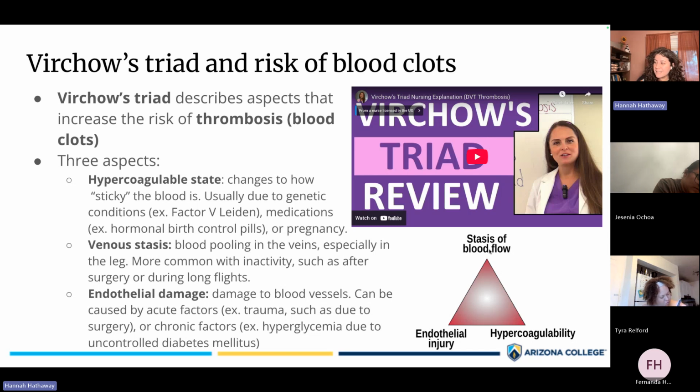The second thing is stasis of blood flow. So just like blood pooling. Anytime blood is just sitting and pooling in your veins, it makes it more likely to form a clot. That's especially true in the legs because it's hardest for the blood in your legs to get back up to your heart. So that's why some people might wear compression socks, especially on long flights, to help the blood not sit around in your legs so much.